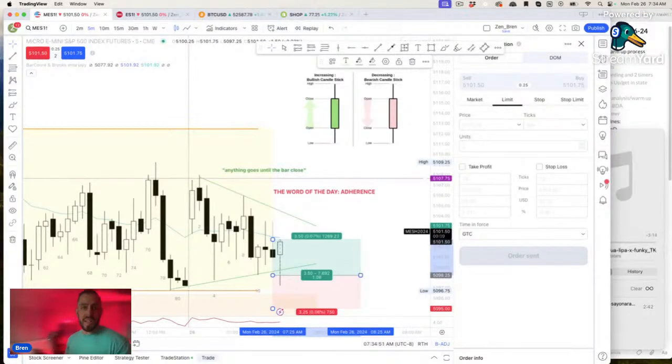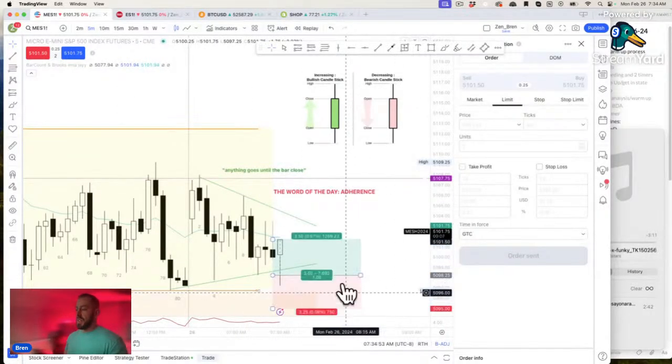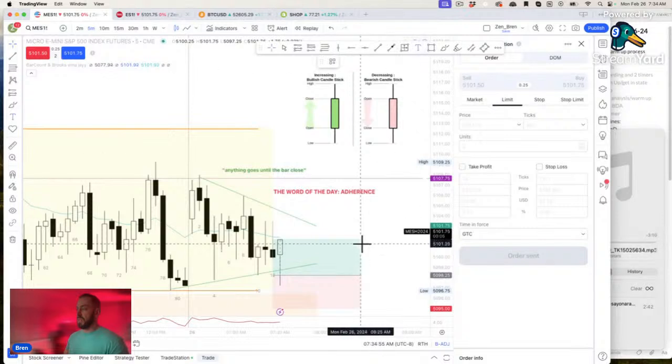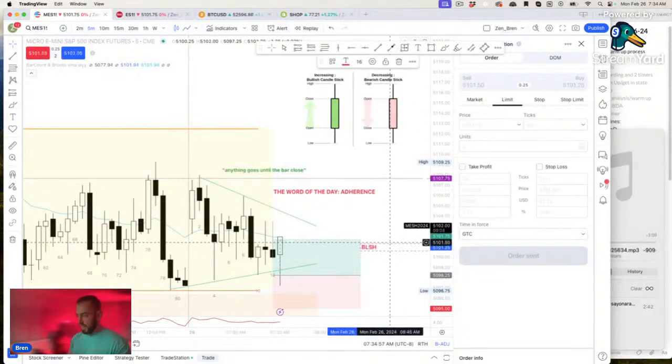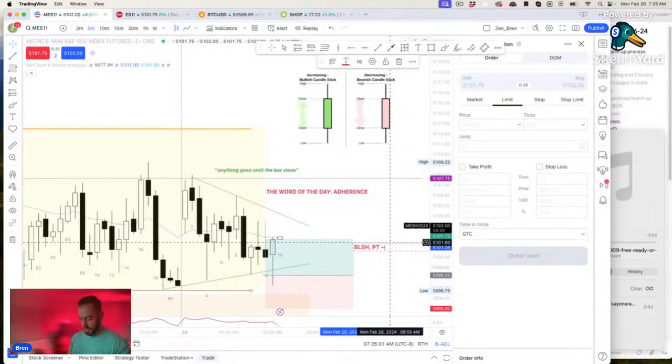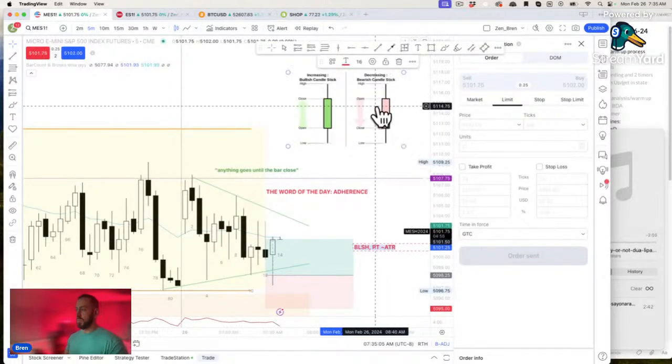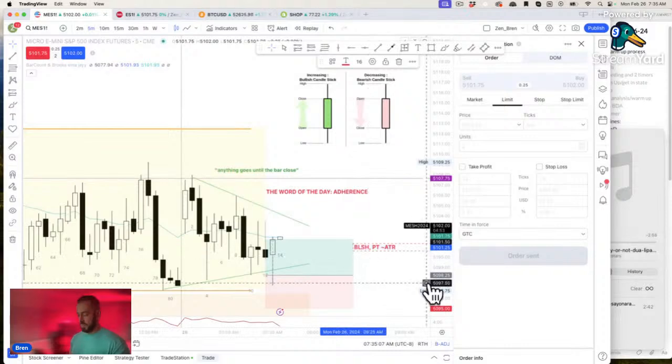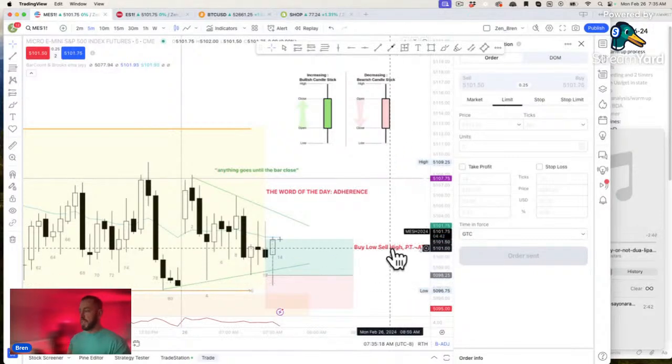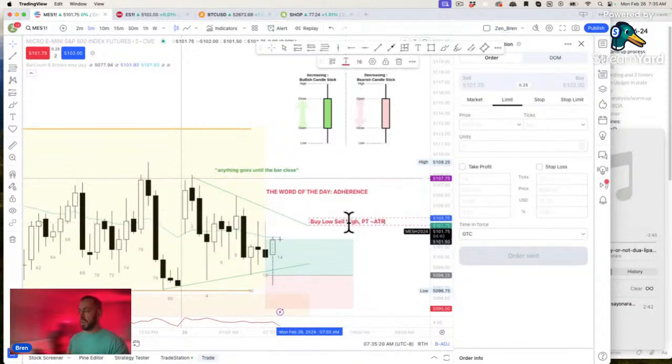But do you see what I'm saying? That's how it works. Here's what I said. Buy low, sell high. And then the profit target equals approximately the ATR. Okay?